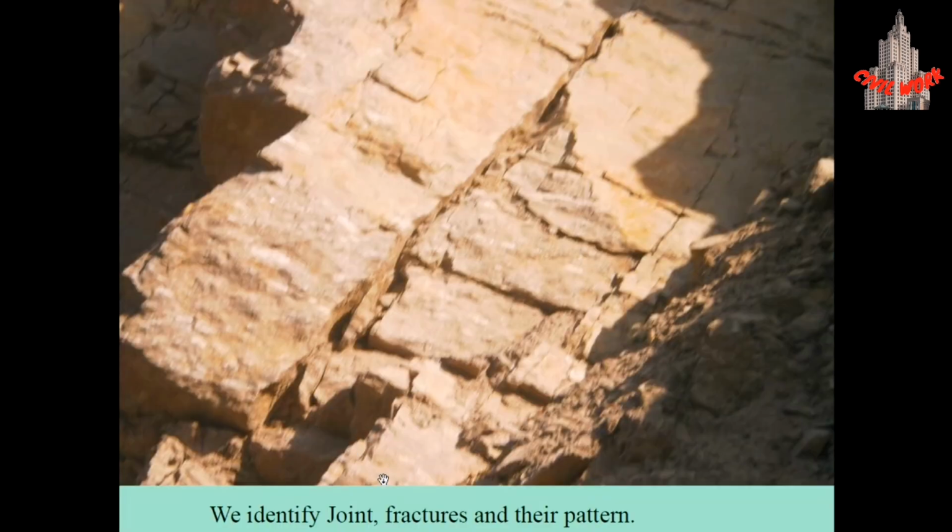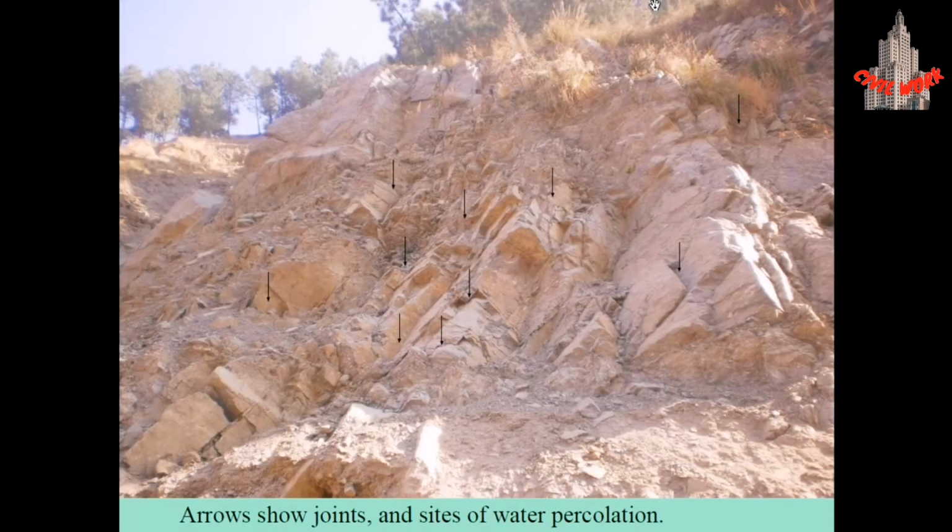Then we have identified joint fractures and their patterns, and preventive measures shall be taken to improve the land and prevent landslides. Then these arrows show joints and sites of water percolation. We have discussed earlier what water percolation is. Water percolation is the movement of water through the soil itself. Finally, as the water percolates into deeper layers of the soil, it reaches groundwater.